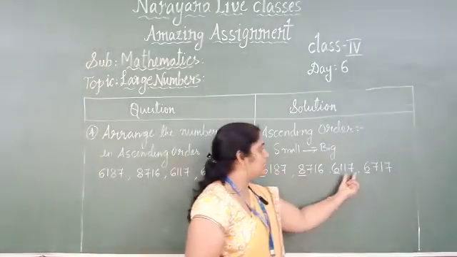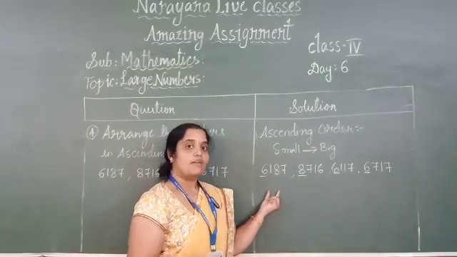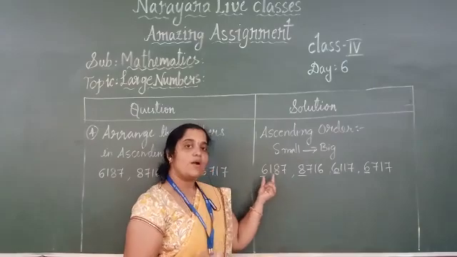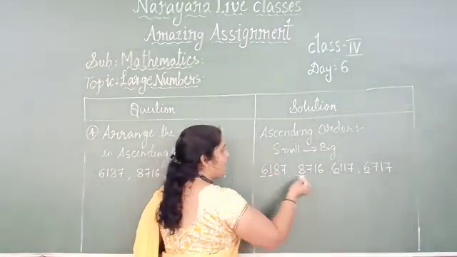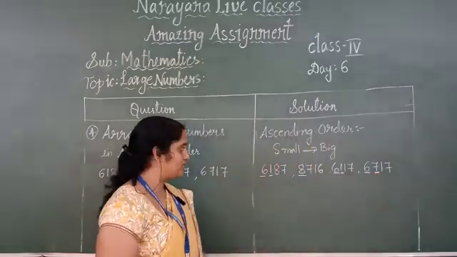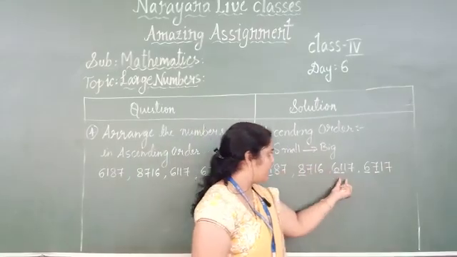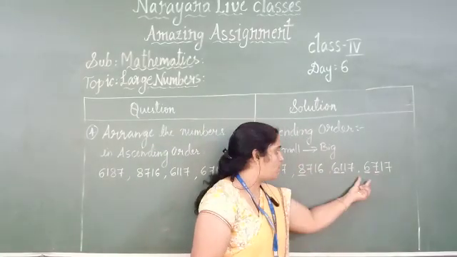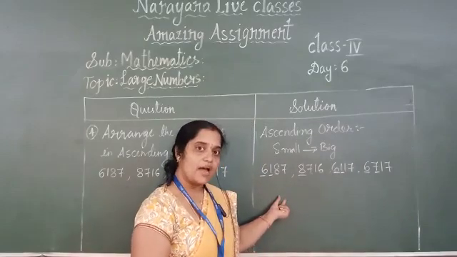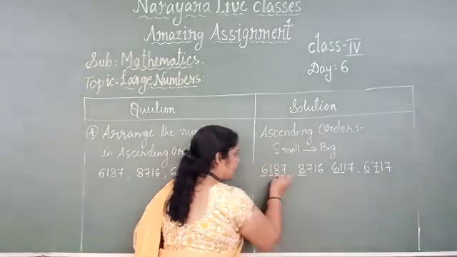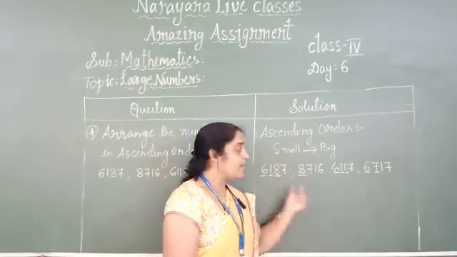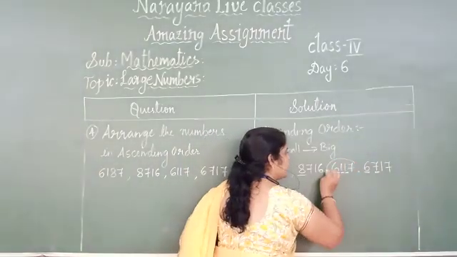See, all the highest places are repeated. So if the numbers are repeated in the highest places, we will move on to the second place. What is the second place? Second place is hundreds place. Here 100, here 100, here 700. So 100, 100, again the place is repeated with the same value. We will move on to the next place, that is tens place. Here 8, here 10. So 8 is bigger than 10. So this is the smallest number.